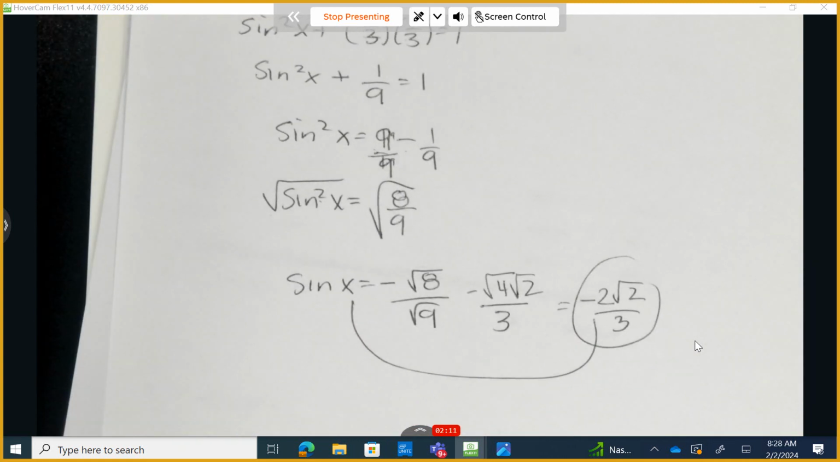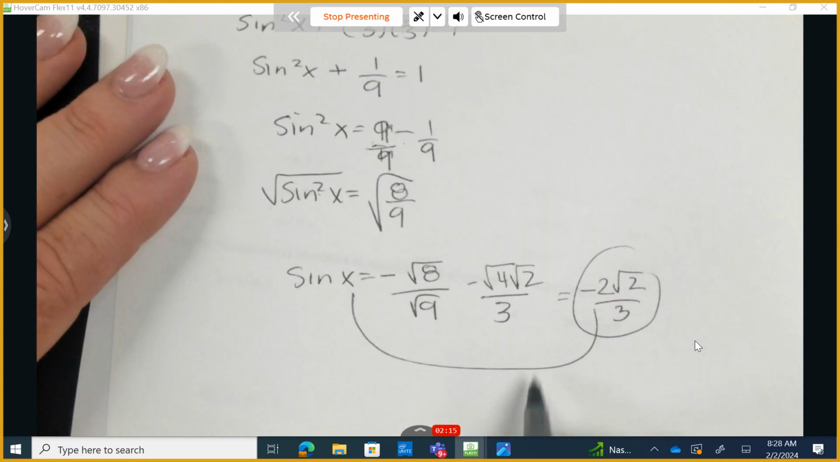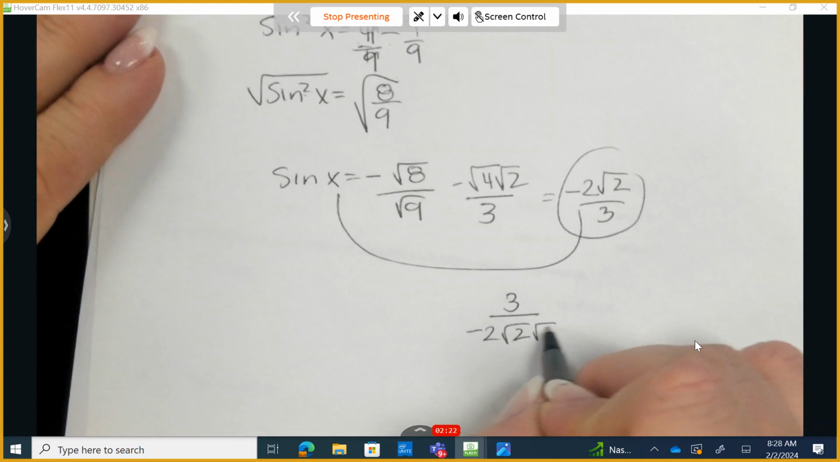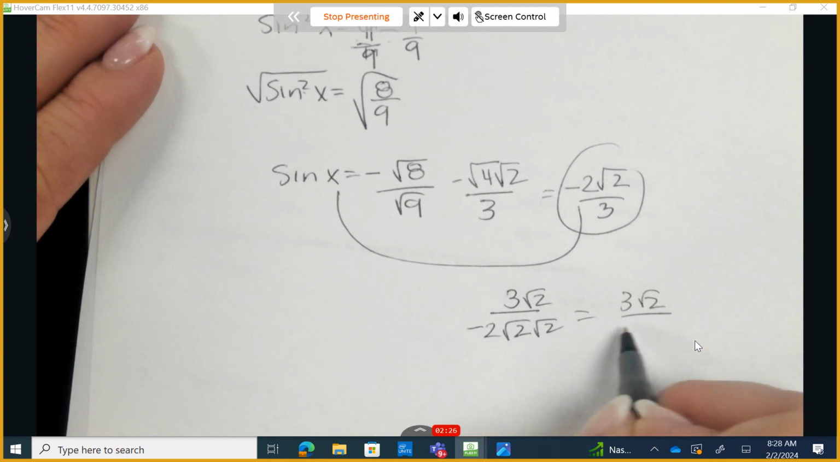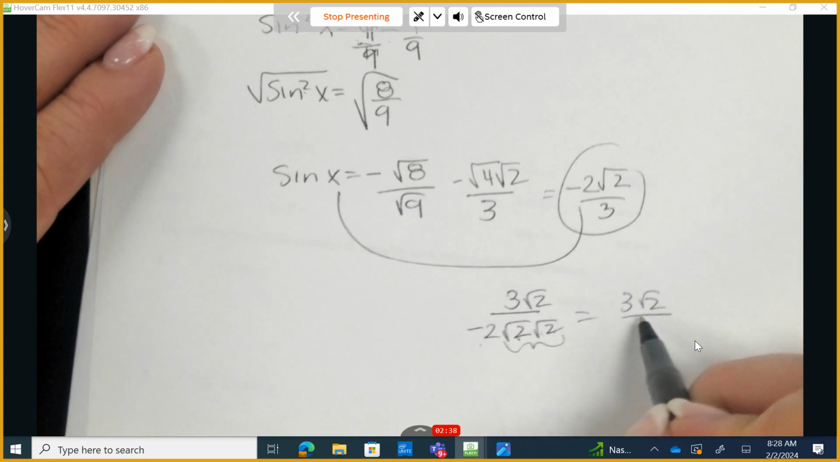All right, now I need to take the reciprocal of this to get the cosecant. So I'm simply going to flip it. 3 is now in the numerator, negative 2 radical 2 is in the denominator. Multiplying by square root of 2, I get 3 radical 2. Now, this would be the square root of 4. Why am I doing this? Because we can't leave a radical in the denominator. Square root of 2 times the square root of 2 is the square root of 4. The square root of 4 is simply 2. 2 times negative 2 is negative 4.